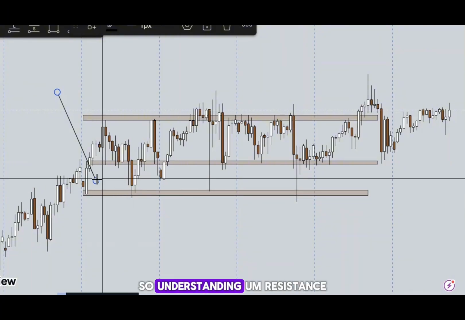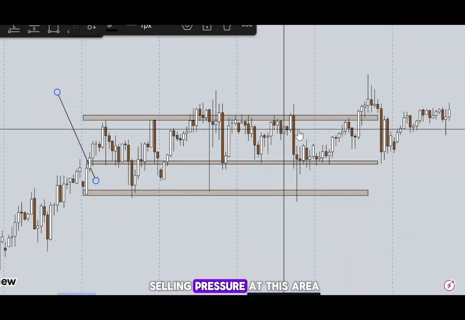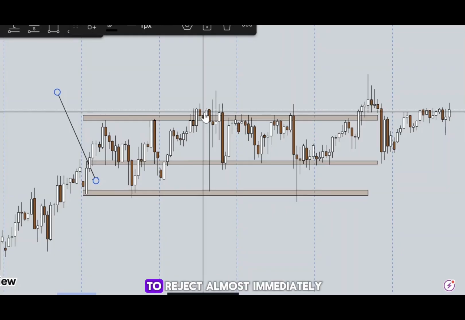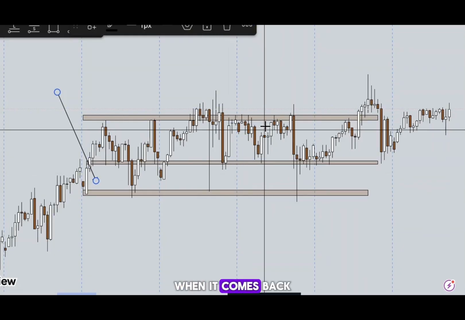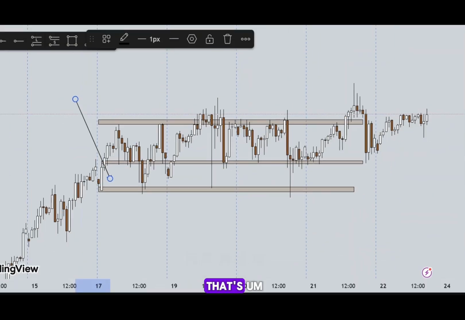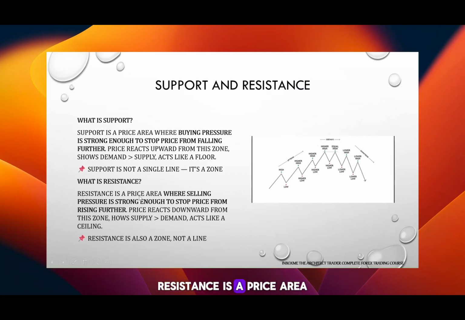Understanding resistance is typically just the opposite of that. There's a lot of selling pressure at this area. Whenever price comes back here, there's a high tendency for it to reject almost immediately. You get it? So that's a typical example of support and resistance. Resistance is a price area where selling pressure is strong enough to stop price from rising further. Price reacts downward from this zone, supply is greater than demand, and it acts like a ceiling. Resistance is also a zone, not a line.